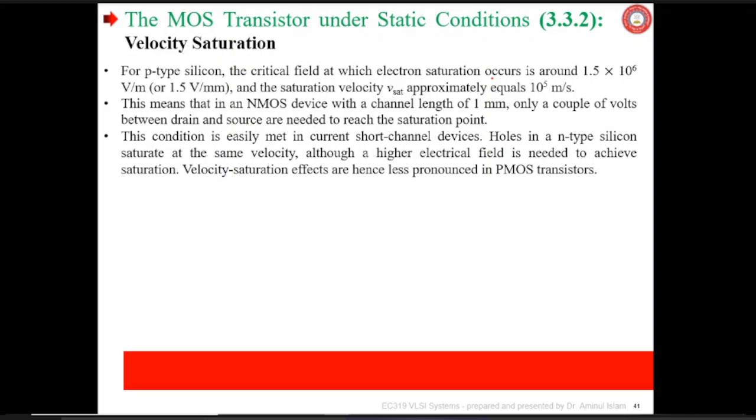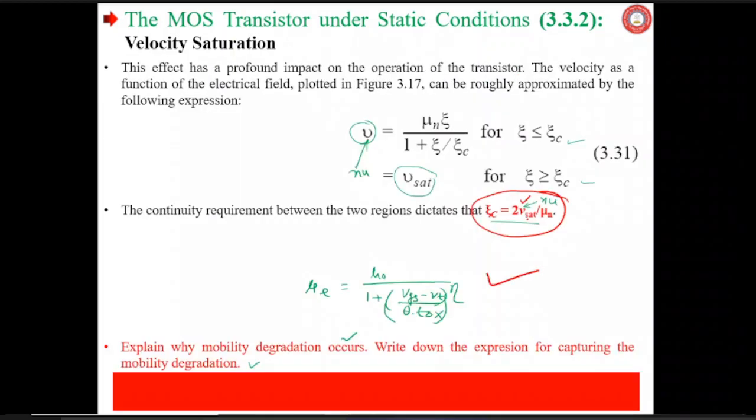So velocity saturation is causing saturation of current. This is all what we just now discussed. This equation also we have seen, a relationship between critical electrical field and saturation drift velocity. It is 2 Vsat by mu. This is all you should remember for exam purposes. And this equation also we have seen.